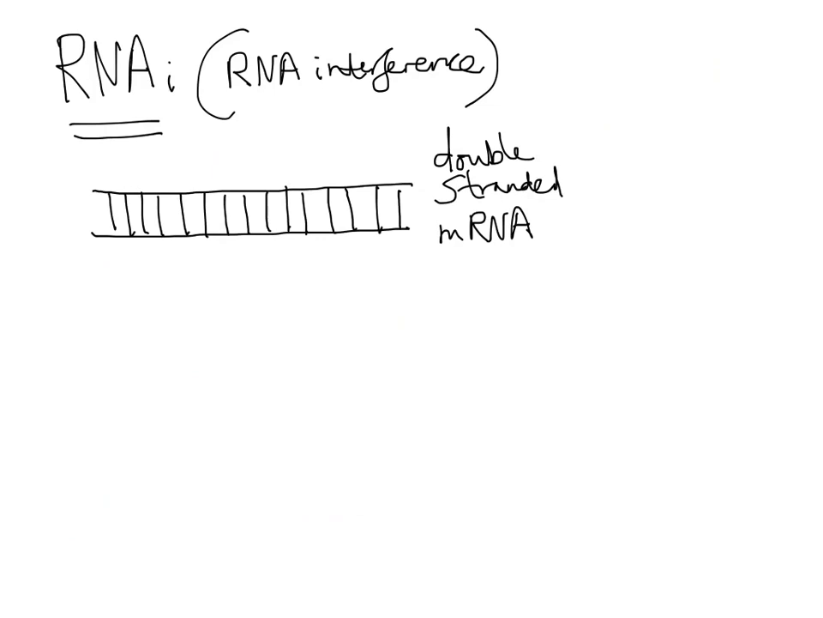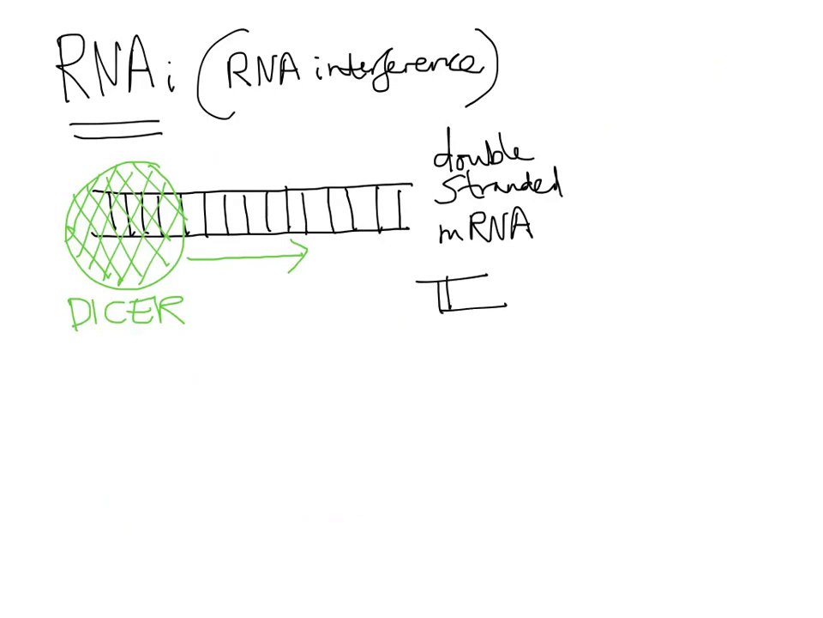And what we actually have is an enzyme called dicer. So an enzyme called dicer does, as the name suggests, dice this up. It works its way along this messenger RNA and breaks it up into smaller pieces that look a bit like this.